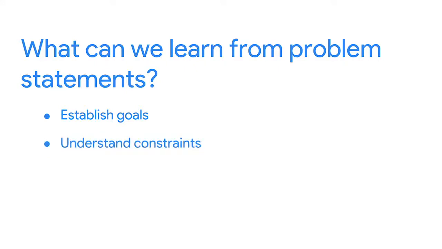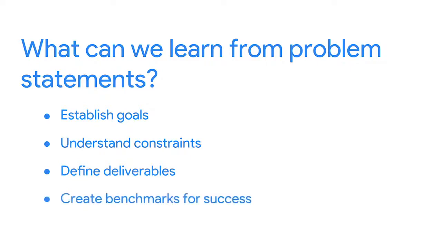Second, problem statements help us understand constraints. We want to know what's keeping users, like Shane, from satisfying their needs. Third, problem statements help us define deliverables. When we finally solve the problem, what will we have to show for it? It's helpful to know what a design solution will produce. And finally, problem statements help us create benchmarks for success.